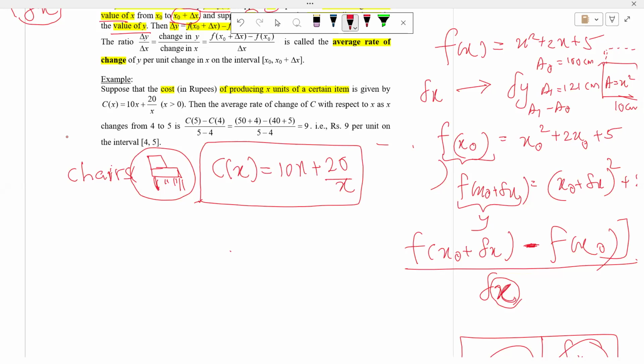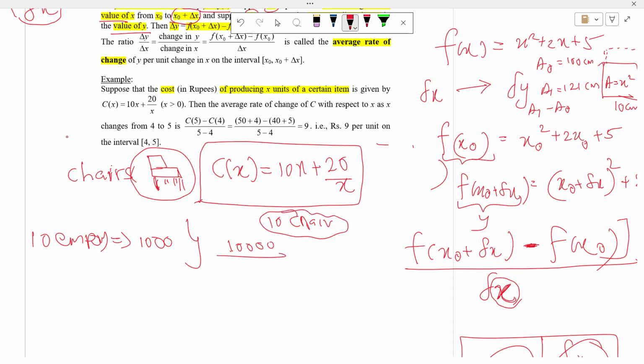Just think, if you manufacture 10 chairs in one day, you need to pay the workers for one day, even though on that day you are capable of manufacturing 100 chairs. Just think about 10 employees working in your company, and for each employee you are giving 1,000 rupees per day. So if you hire 10 employees for one day to manufacture 10 chairs, you need to pay 10,000, right?